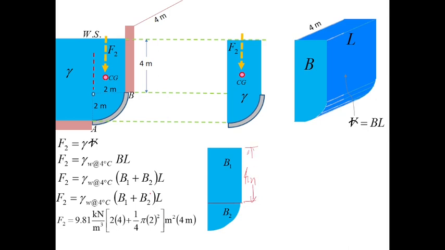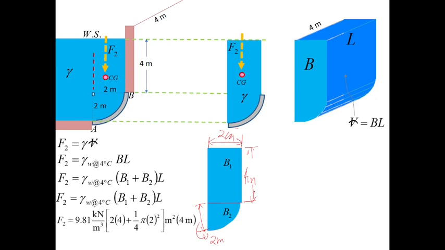Then, this length here, this part, is 2 meters. So that's 2 times 4. Then, this is also 2 meters, the radius of the quarter circle. So, we have 2 meters.